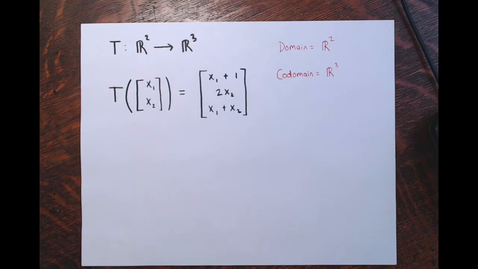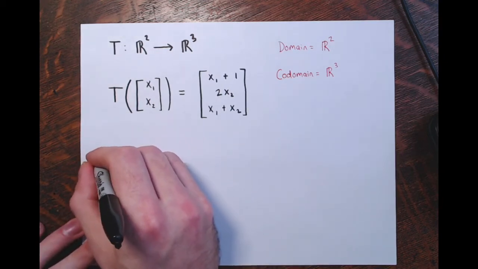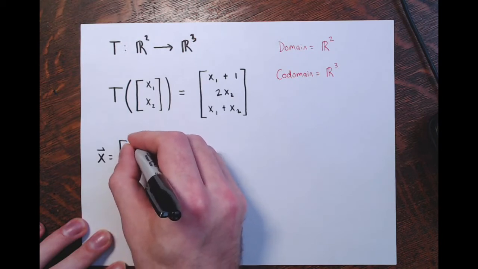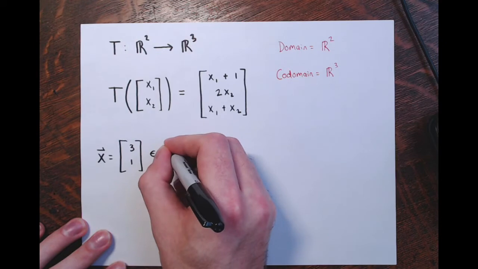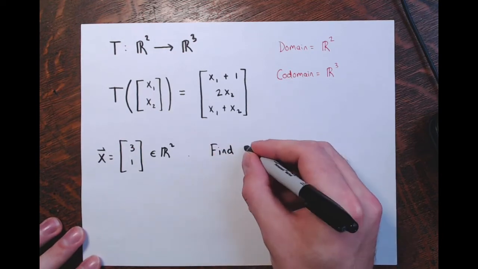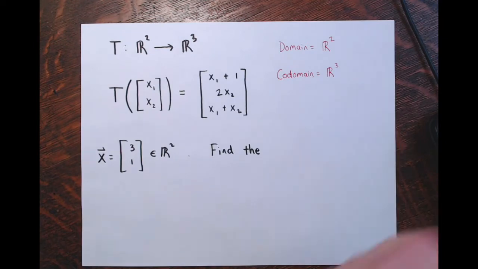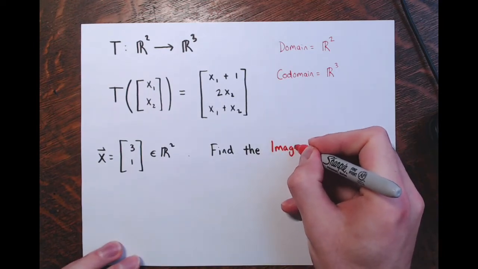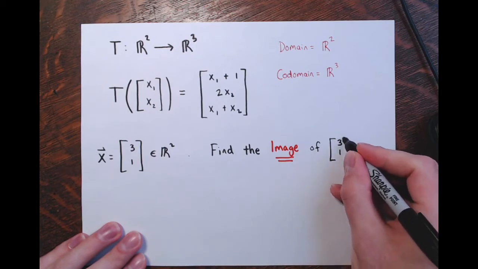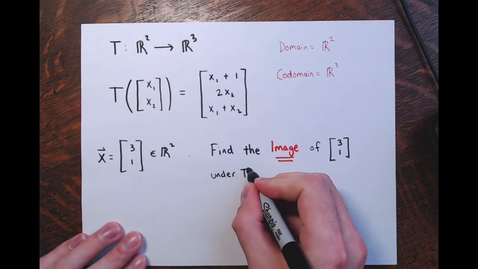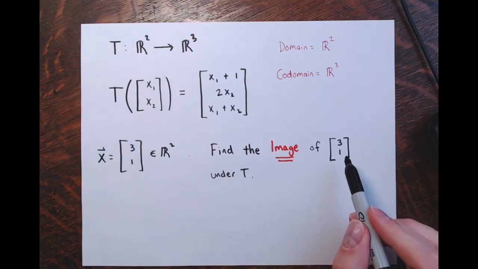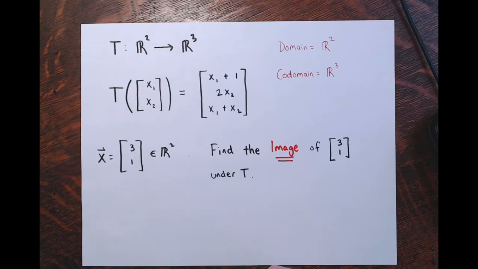Now, they're giving us a vector from the domain. So suppose vector x is the vector 3, 1, and this belongs to R2, right? It belongs to the domain. Say I want you to find the image of this input vector under T, under this transformation T. Well, let's just simply find the output. The image of an input vector is the output when you plug that in.